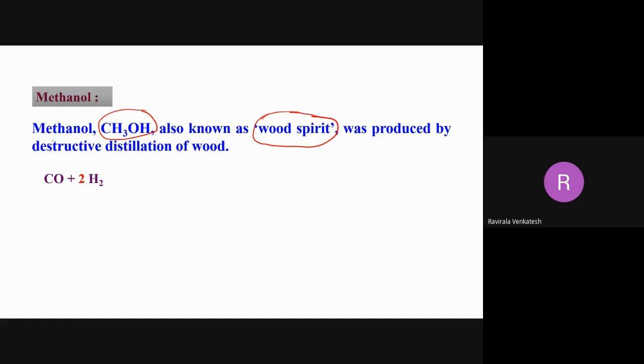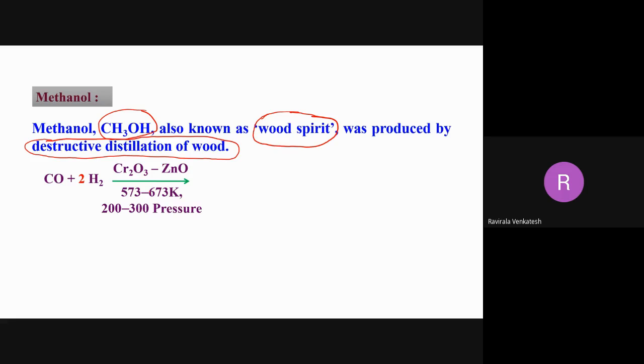Now, how is it prepared? By destructive distillation of wood. Distillation means heating. Destructive distillation, heating repeatedly, you are going to get methanol. Now, what is the reaction involved? Carbon monoxide reacts with hydrogen in presence of chromium oxide and zinc oxide at high temperature, 300 to 400 degrees Celsius, and 200 to 300 atmosphere pressure.